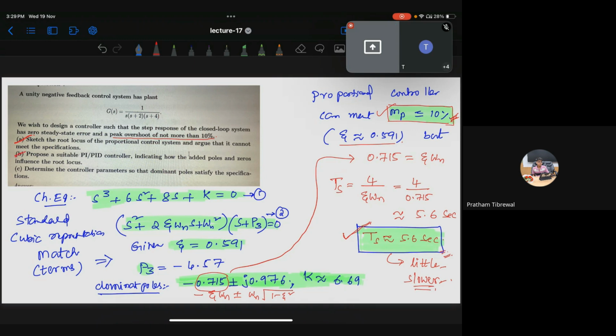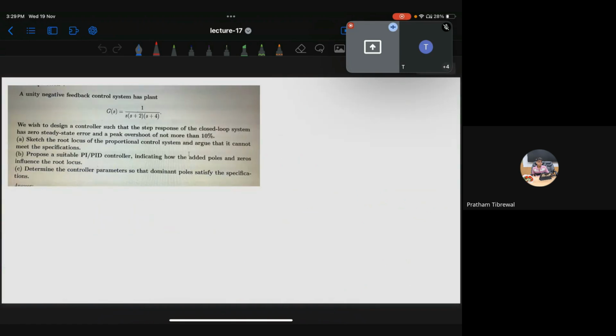Next, we need to propose either a PI, PD or PID controller. Here we are considering a PD controller, to indicate how the added poles or zeros influence the root locus. Let's start with that. Let us say that we are adding a zero, so we add a zero using the PD controller.